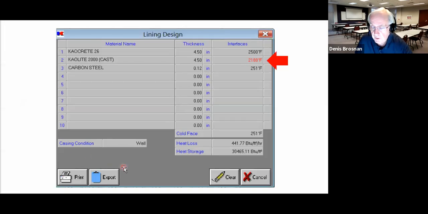Okay, so when I ran heat flow, you can see I got another red flag here. It said I had an interface temperature of 2188. Okay, and it said that that was too high for this material. Now, Kaolite 2000 is 2000 degrees duty rating. So 2188 is over the duty rating of that material, and that's why that popped up like that. A nice feature of this program.